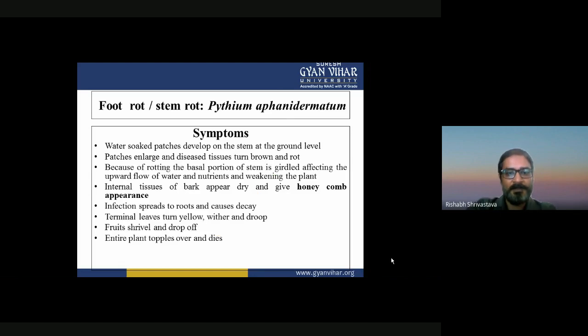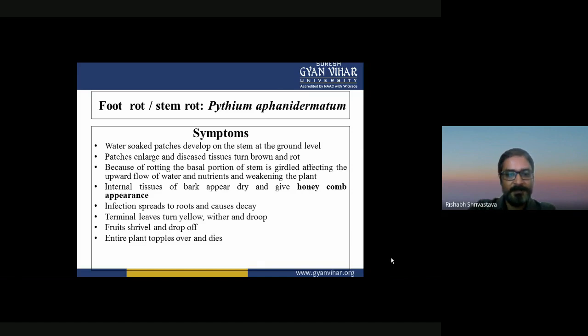Foot rot, stem rot, Pythium aphanidermatum. Symptoms: water-soaked patches develop on the stem at the ground level. Patches enlarge and diseased tissue turns brown and rots. Because of rotting, the basal portion of the stem is girdled, affecting the upward flow of water and nutrients and weakening the plant. Internal tissue of bark appears dry and gives a honeycomb appearance.